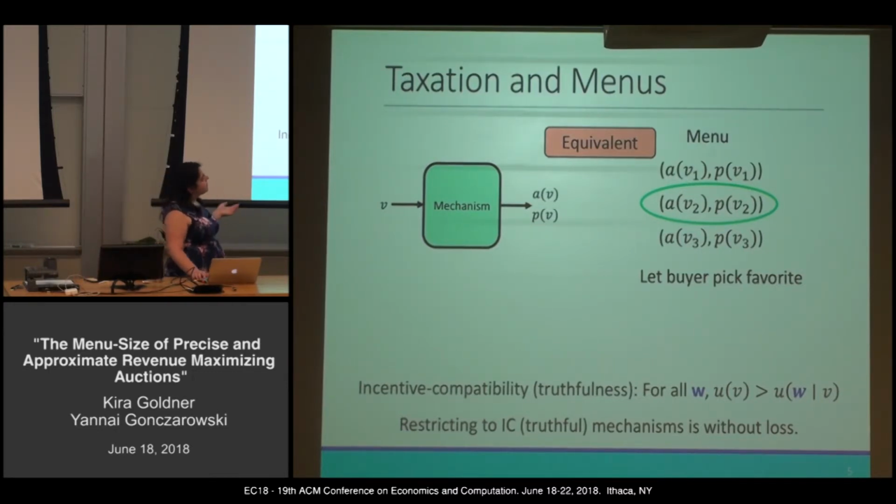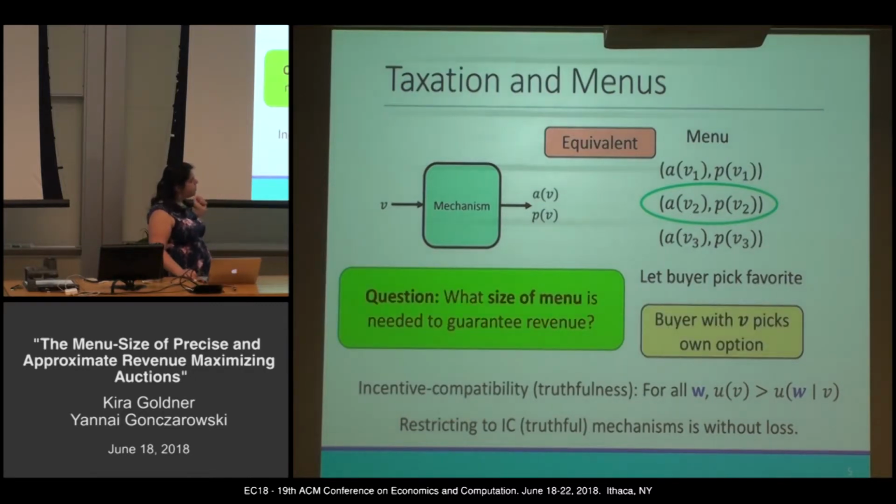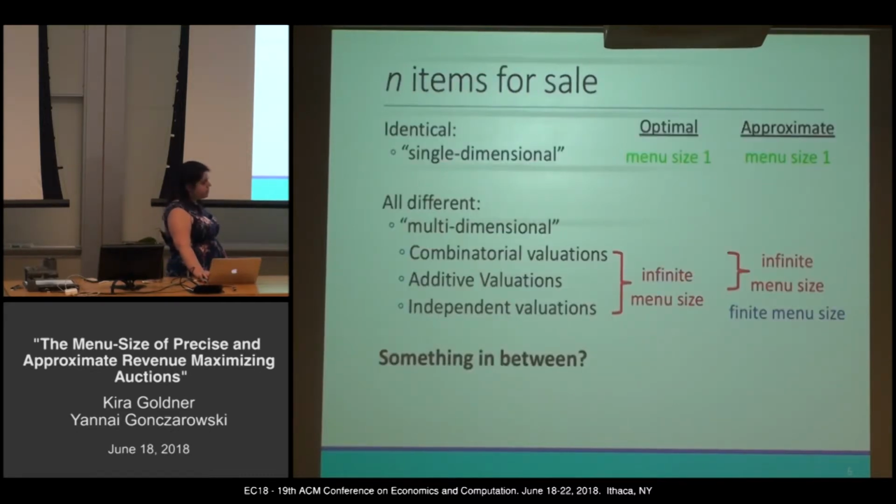It says that all mechanisms are equivalent to menus, and what we want to know is what's the size of the menu needed to guarantee good revenue. That's what menu complexity is all about. And when we say the size of the menu, we mean the number of non-trivial options, so excluding the don't buy anything, don't pay anything option. Okay? All good? Great. Okay. So what Yannai talked about, yeah?